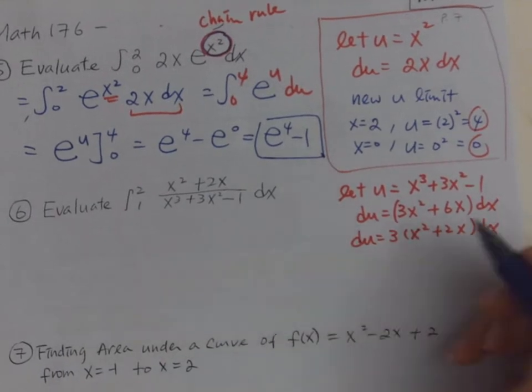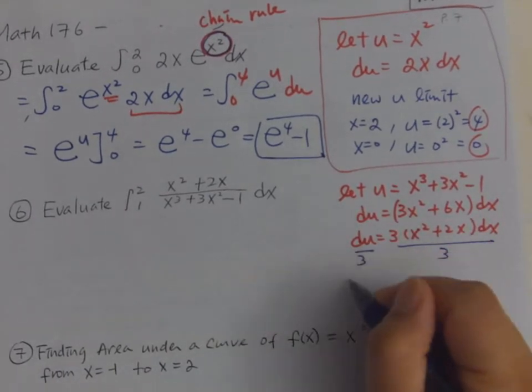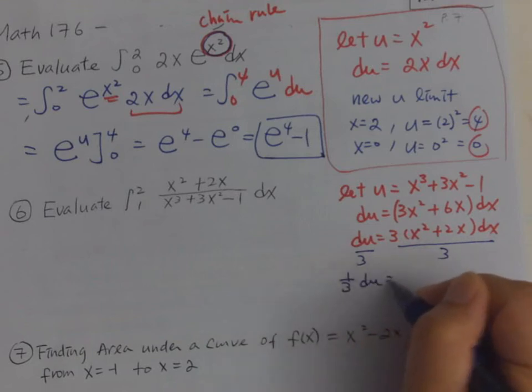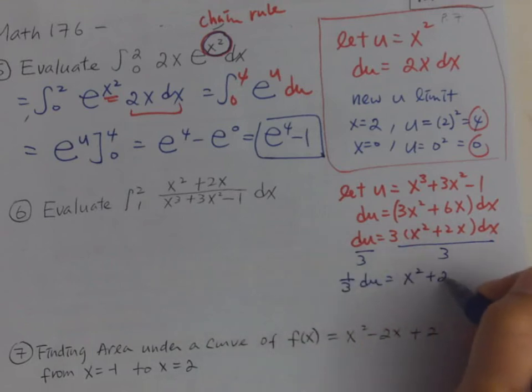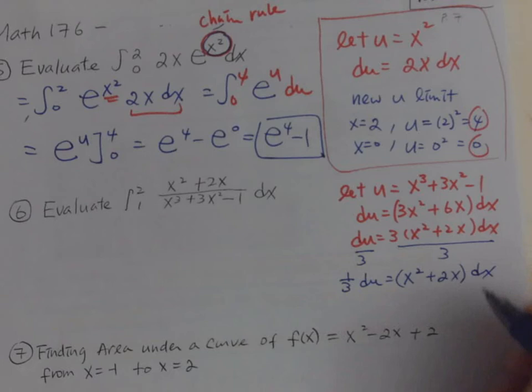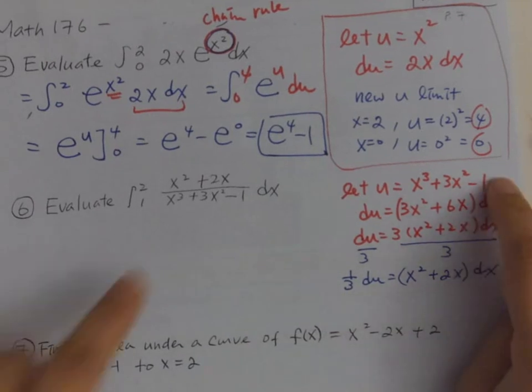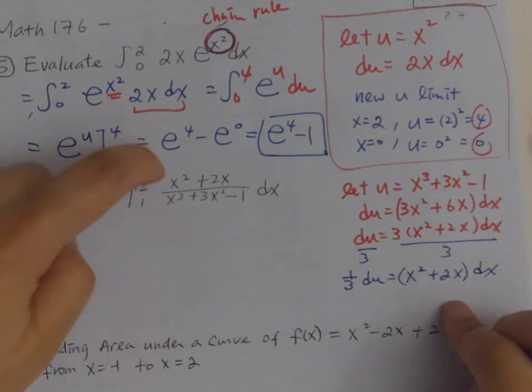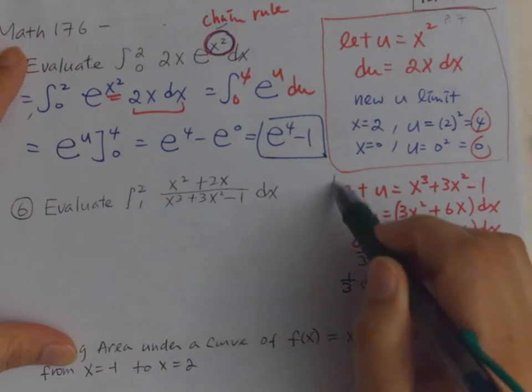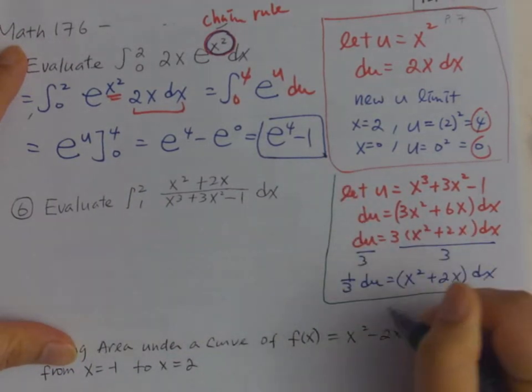So if I just get rid of the 3, that would be okay, right? So I can divide both sides by 3. So 1/3 du equals (x squared plus 2x) dx. So this matches the bottom part, this matches the top part, right? So that looks pretty good now. Let's find my new u limits.